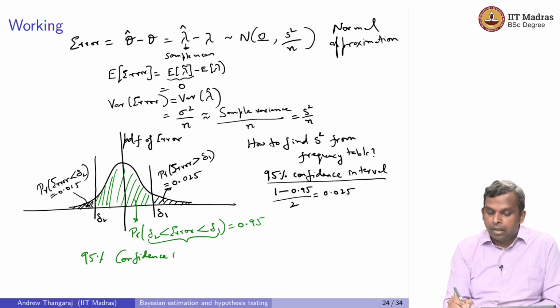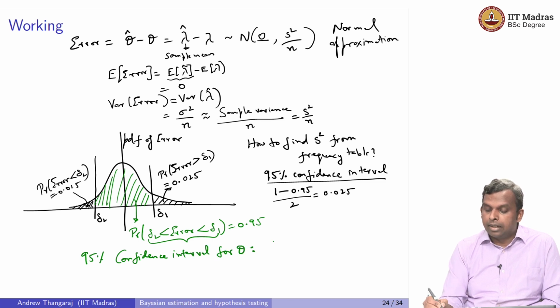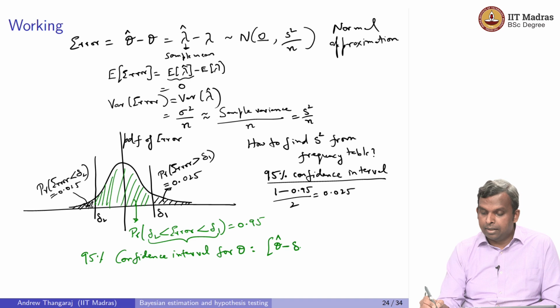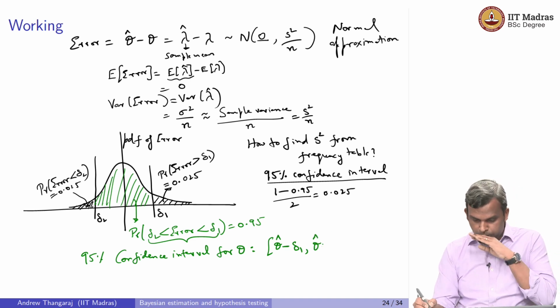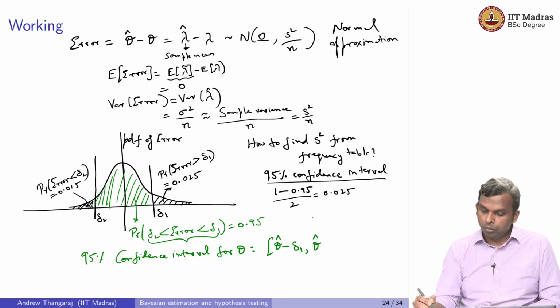confidence interval for theta is theta hat minus... so, error is between this and that. So, theta hat minus theta is less than delta 1. So, this is greater than this and theta hat, see remember theta hat minus theta is less than delta 1, right. So, that is the thing.